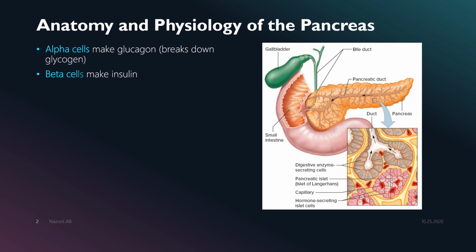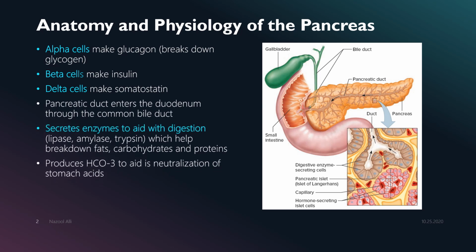Another cell that's present in the pancreas is the delta cells, and that really helps in digestion, and it releases something called somatostatin. The pancreatic duct enters into the duodenum, or the first part of the small intestine, by connecting through to the common bile duct.